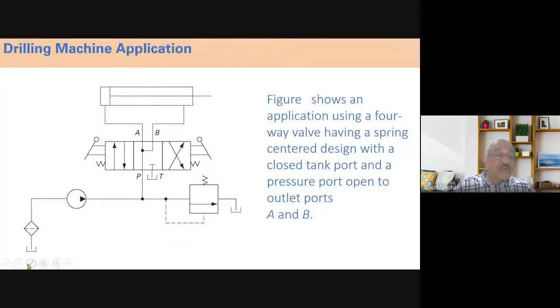Let us see what that arrow is. Here we have shown a three-position four-way direction control valve with lever actuation, and in the central position the tank port is closed, but P and A, B are joined together. That means it is a regenerative application. Probably we'll see that. And here there is a pump and there is a pressure relief valve.